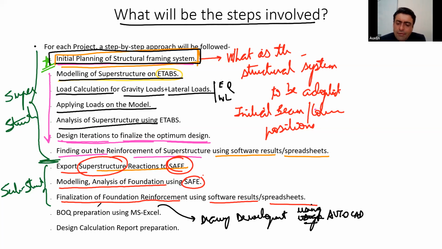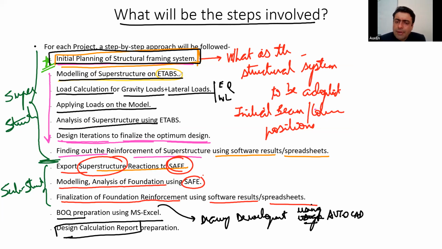And finally, once our drawings are ready, then we will go for BOQ, bill of quantity, and in the end, we will prepare the design calculation report. So all our 4 projects that we are going to do will follow this path. So I have explained this to you in 5 minutes. We would be spending 15-20 days for each project.